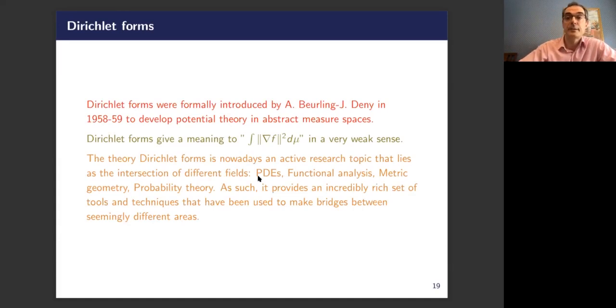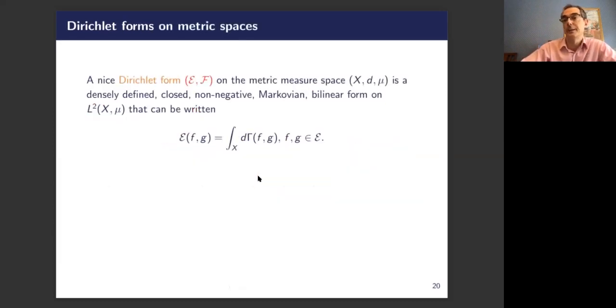So as such, since Dirichlet forms lie at the intersection of different areas, they can be used to make bridges between seemingly different fields. Like, for instance, the field I'm going to discuss today, which is the field of BV functions, which takes its roots in geometric measure theory, but can be understood using tools from probability theory, for instance. So I would like to give at least an intuition of what a Dirichlet form is.